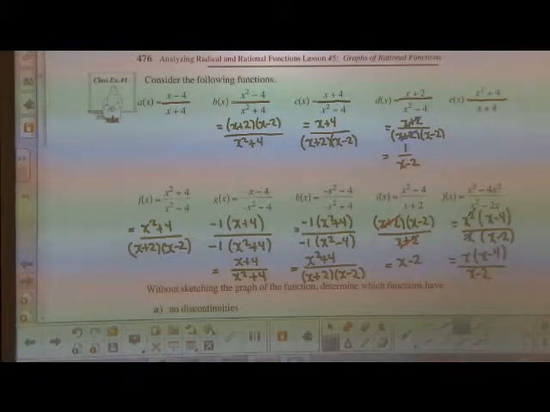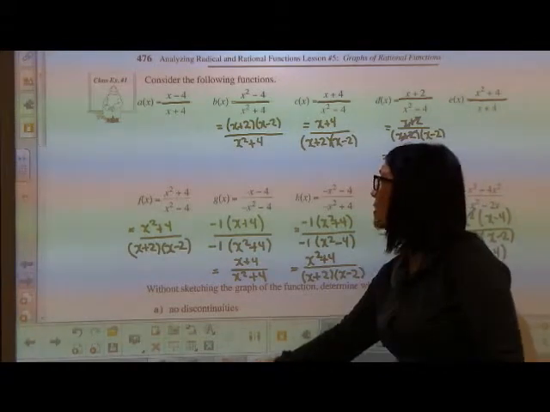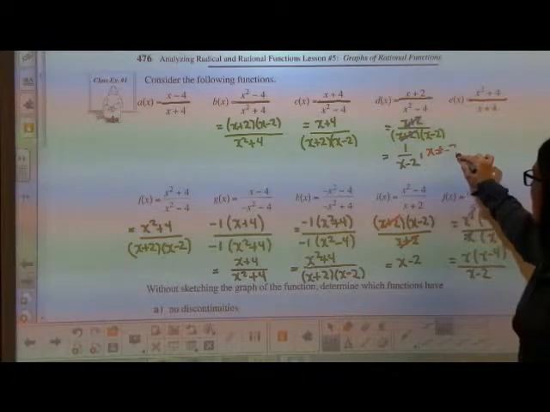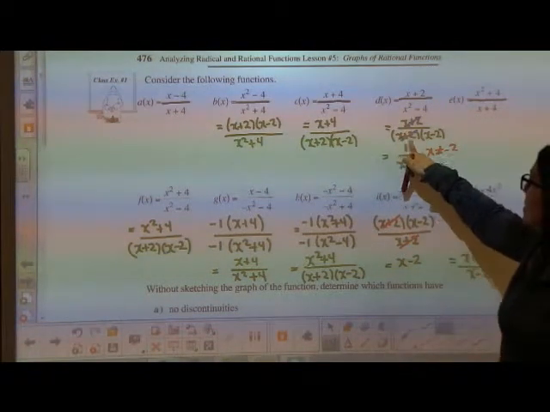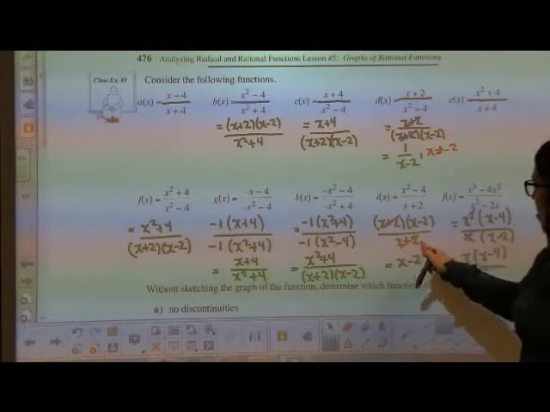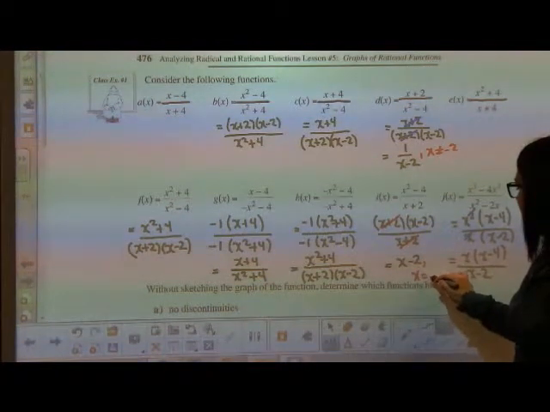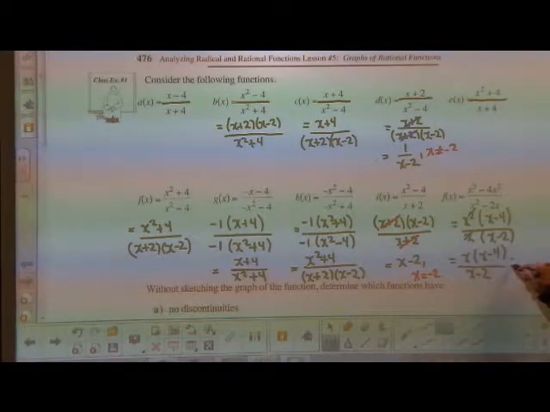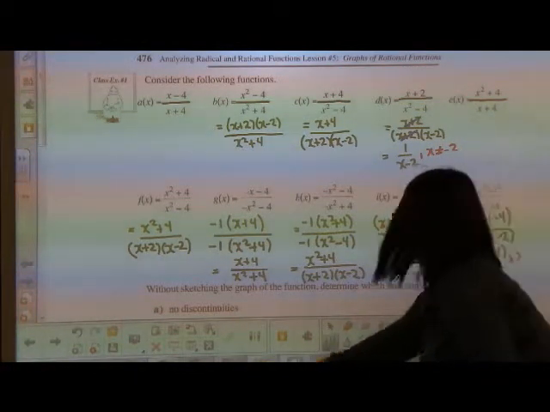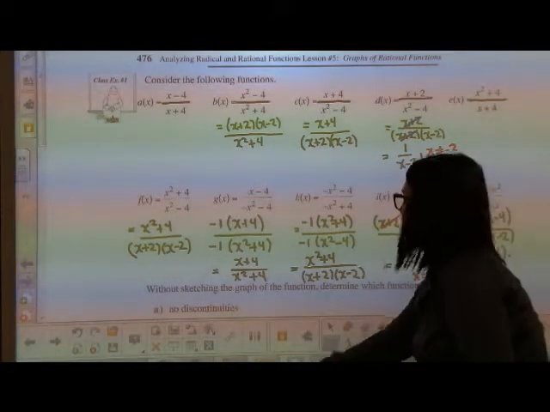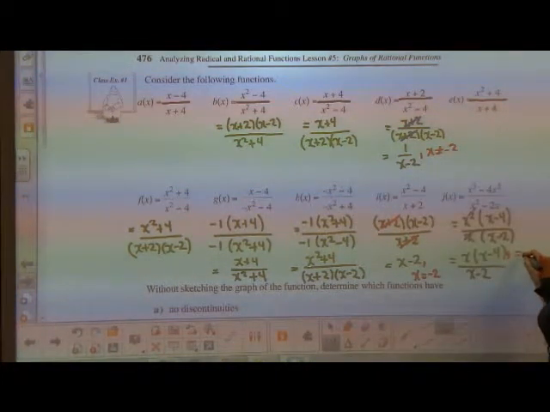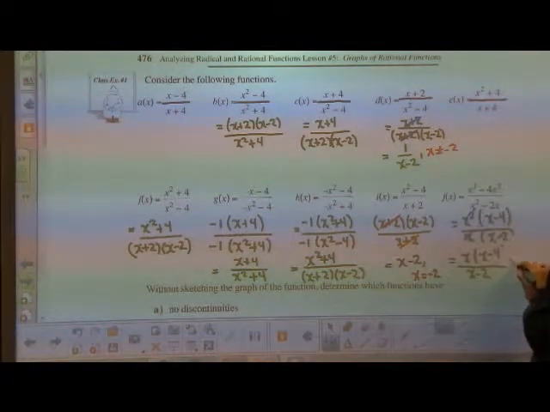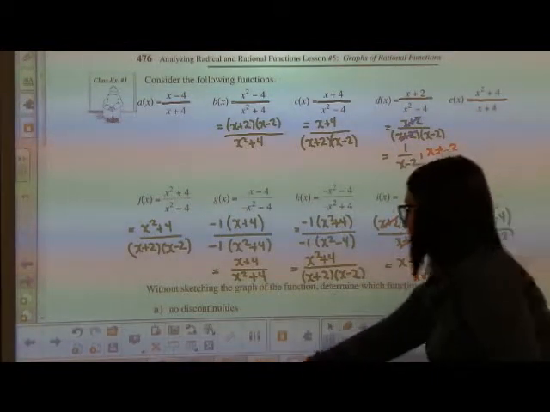If I go through, the one thing that I probably do want to write in on the ones where I did some canceling is that x cannot equal negative 2 because of this 0 right here. Or in this one again, x cannot equal negative 2. In this one, I canceled out an x, which means that there should be a comma, x cannot equal 0.